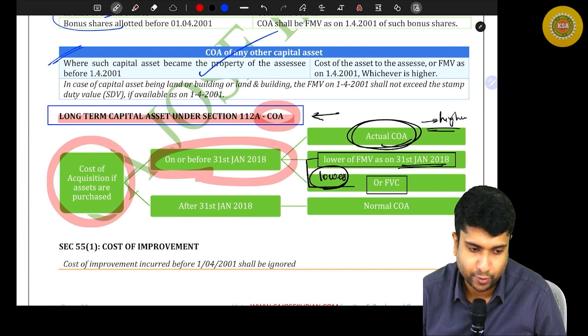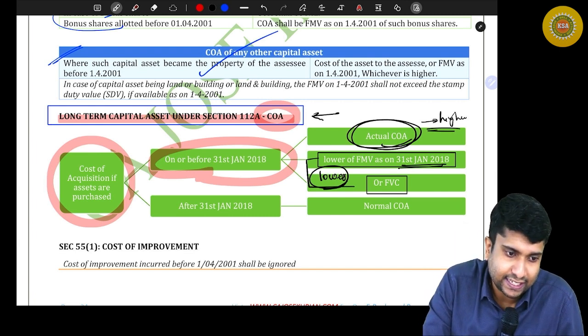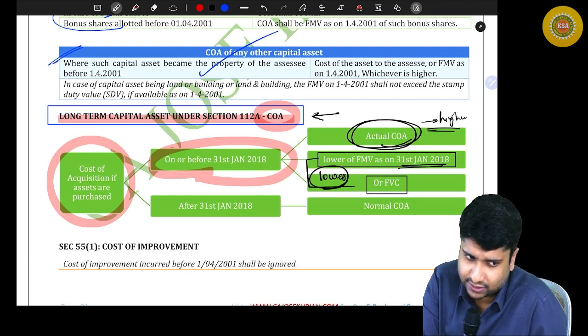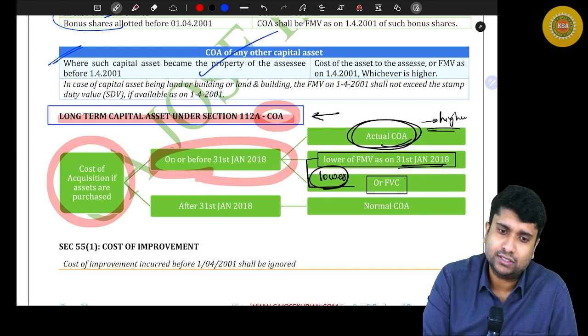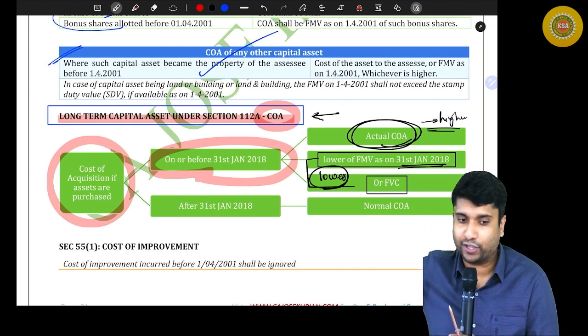This is how you have to compute the cost of acquisition of assets covered under 112. Is there any reason for the cost of acquisition? Yes, there is. Because that reason, I'll take around 15 to 20 minutes to explain. So forget about it. There is a reason.